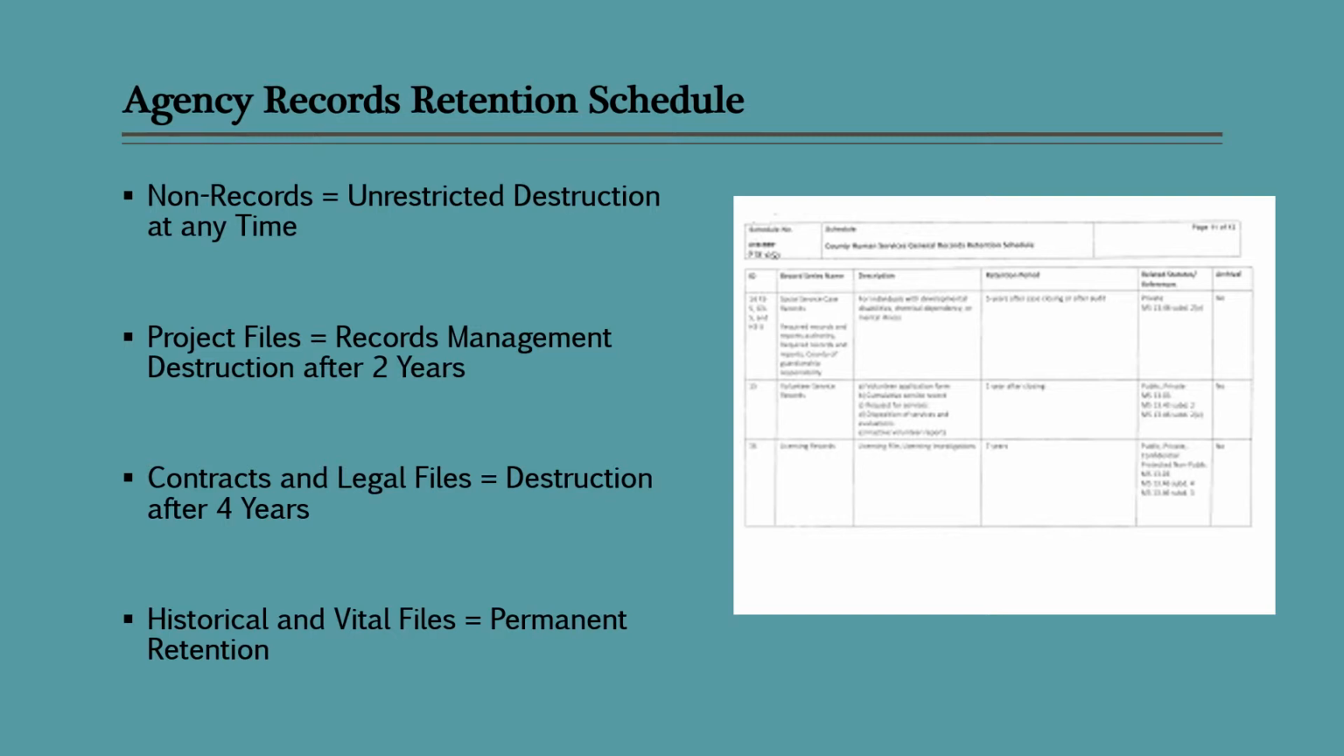Now, other documents on our retention schedule are the project files that we keep for 2 years. Contracts and legal files, we retain those for 4 years. And all historical and vital files are permanent retention, and those are notice of completions, asset filings, and the like.